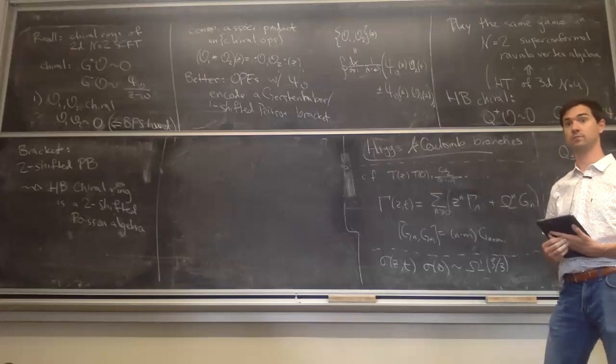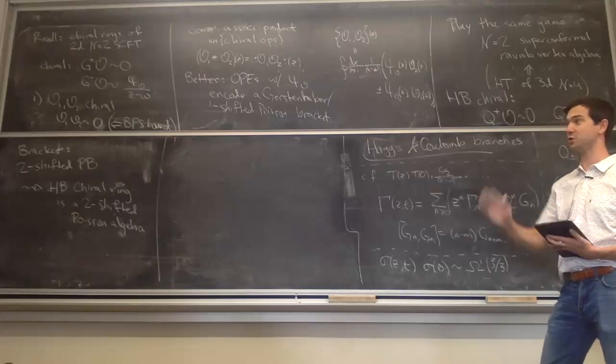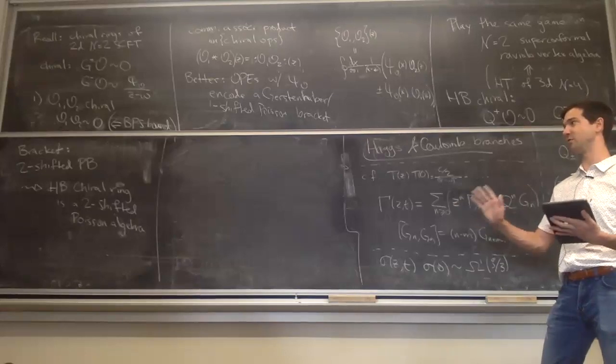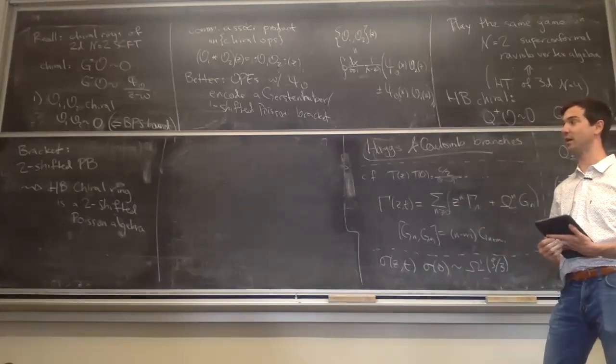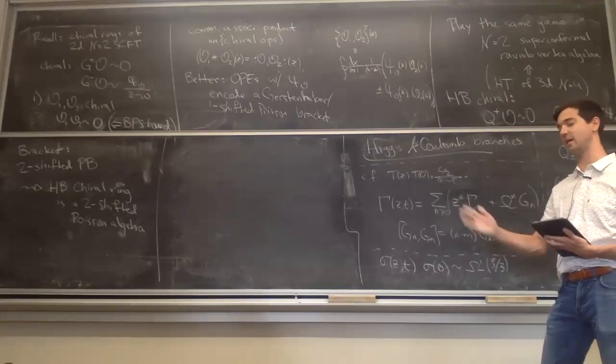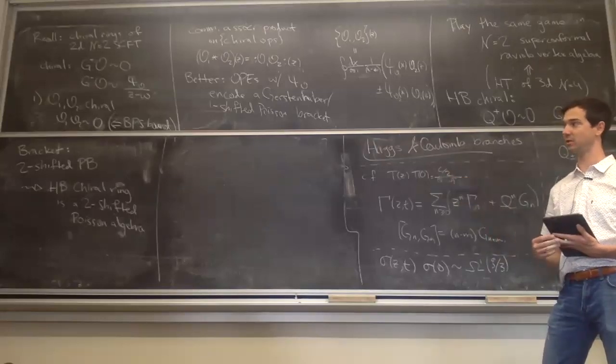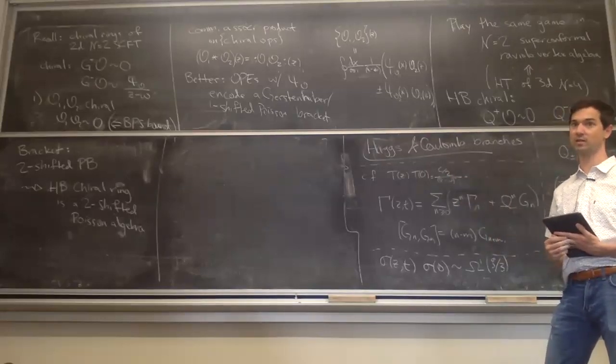Yeah. You just forget that it was 2-shifted and just remember that it's even. So it's a genuine Poisson bracket. And if you remember the Z grading that scales the symplectic form with weight 2, then you get the 2-shifted Poisson bracket.